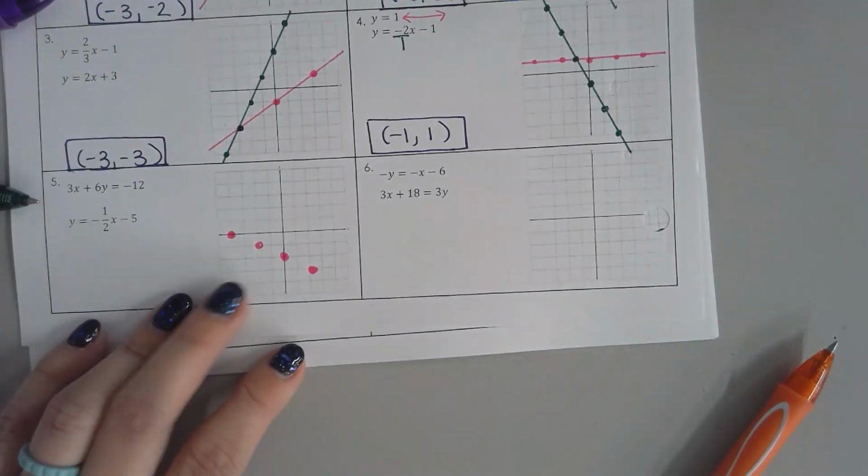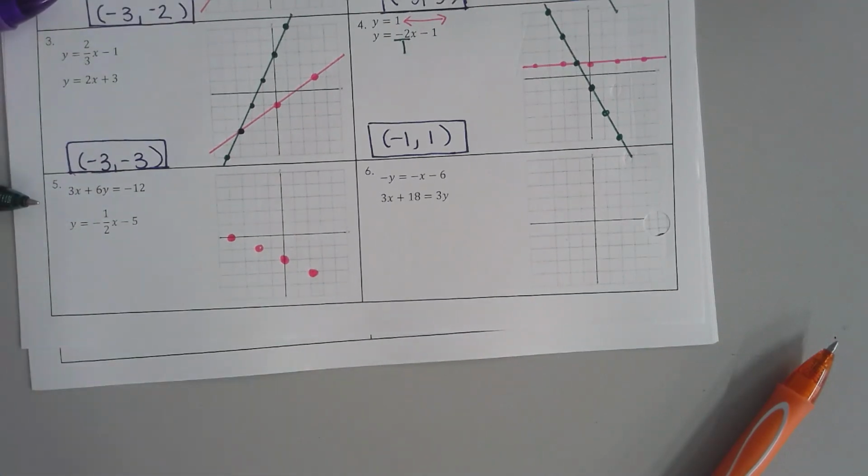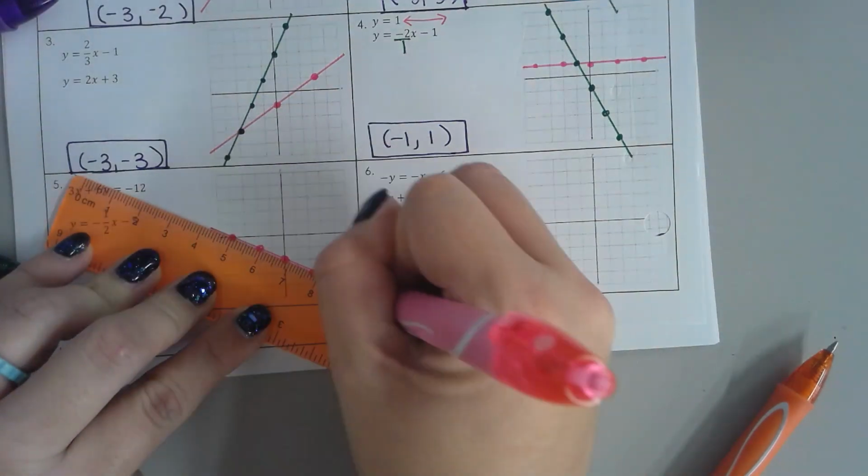So it's kind of up to you which method, if you're not given one in slope-intercept form, it's up to you to decide what method you prefer. Okay.